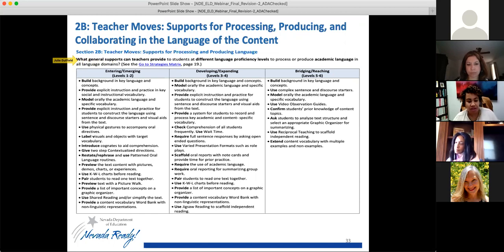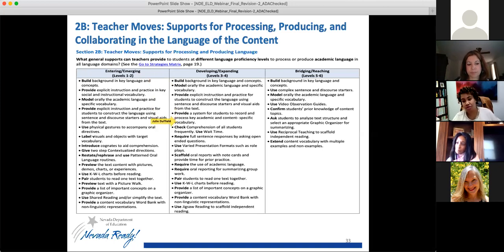In our example lesson, we supported our students by encouraging them to use full sentence responses by asking open-ended questions and then also providing them with sentence stems to use. We also built background knowledge when we used jigsaw reading to scaffold independent reading. And we also allowed students to share their prior knowledge of the topic. So again, Emery talked about it and we discussed the use of those anchor charts in the classroom so they can always refer back to them.